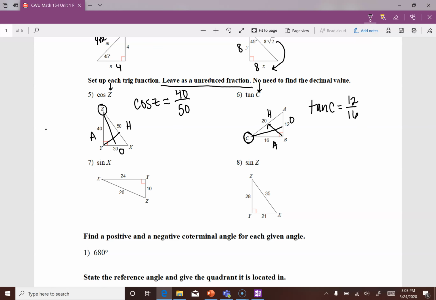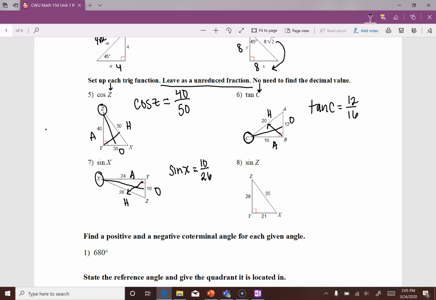All right, sine of X is going to be opposite over hypotenuse. So I'm going to circle my X. Go across from my X is my opposite. Across from my 90 is my H. And I'm left with adjacent here. So sine of X is opposite over hypotenuse. In this case, we've got 10 over 26.